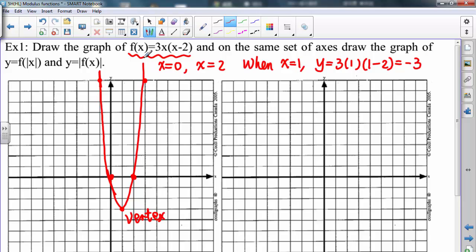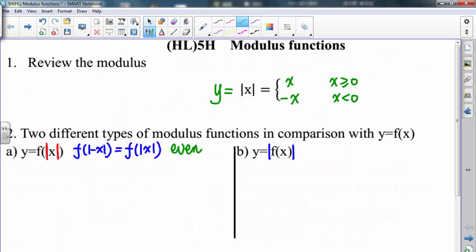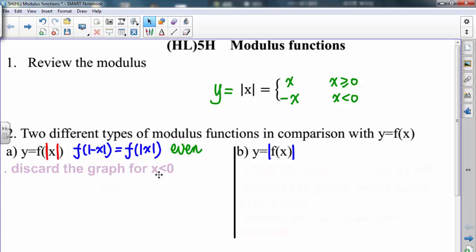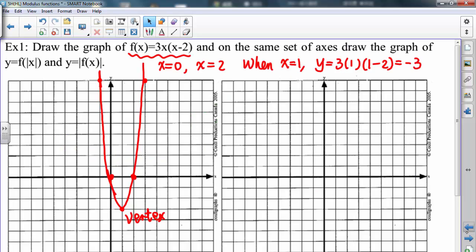Okay, so right now we want to graph the first type of modulus function, where we add the absolute value on x. Follow the conclusions we did. So we need to discard the graph for the x is less than 0 part. So for this part, x is less than 0, I will erase this part.